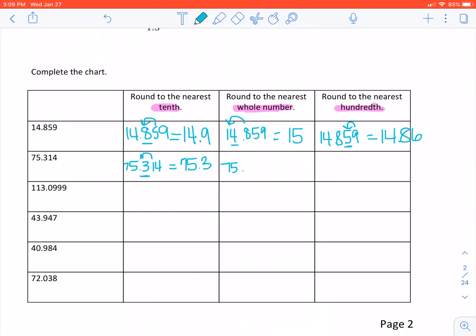All right, 75.314. Write it down again. Whole number. That means the 5. So 3 is going to tell the 5 what to do. So 5 or above, give it a shove. 4 below, let it go.